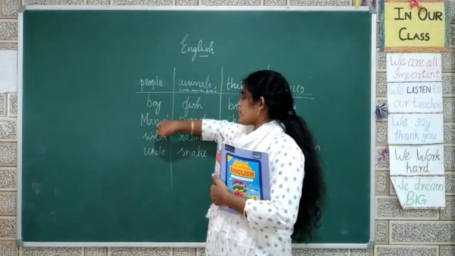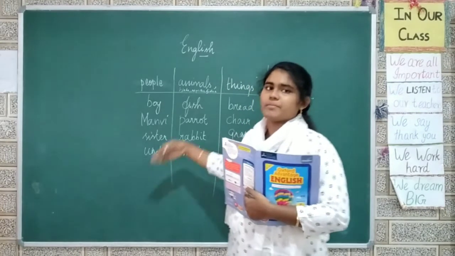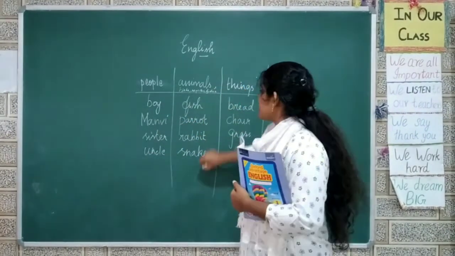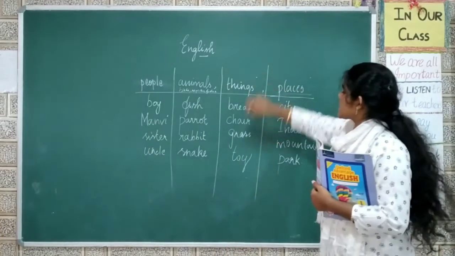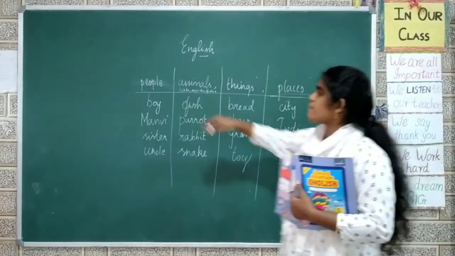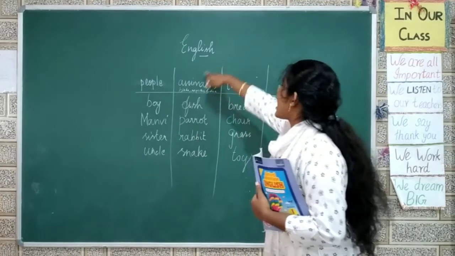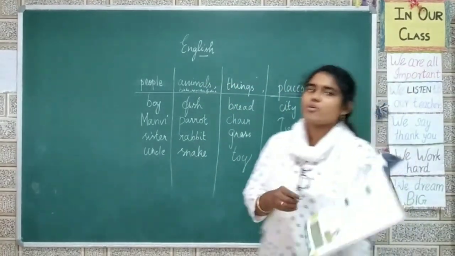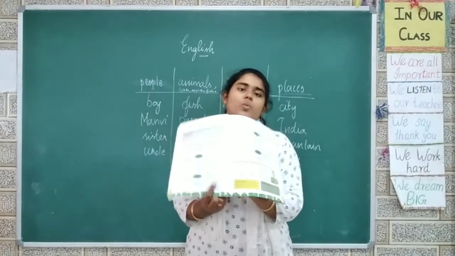So we got answers like people: boy, Manvi, sister, uncle are all people, human beings. Then animals, and here things and places. Under person, write down these. Under animals, write down these. Under things, write down these. And under places, write down these. You can fill that in your workbook.